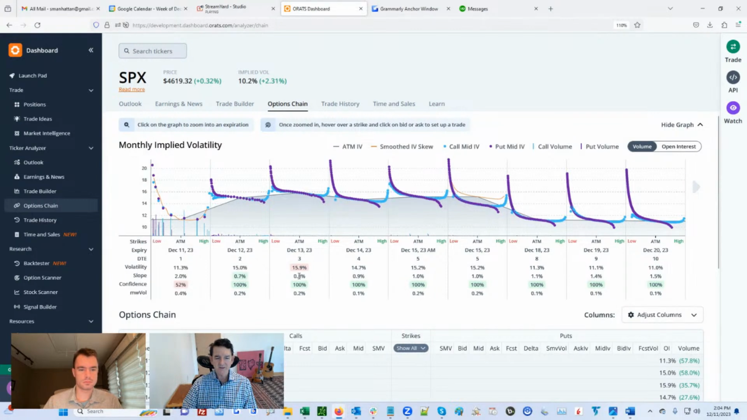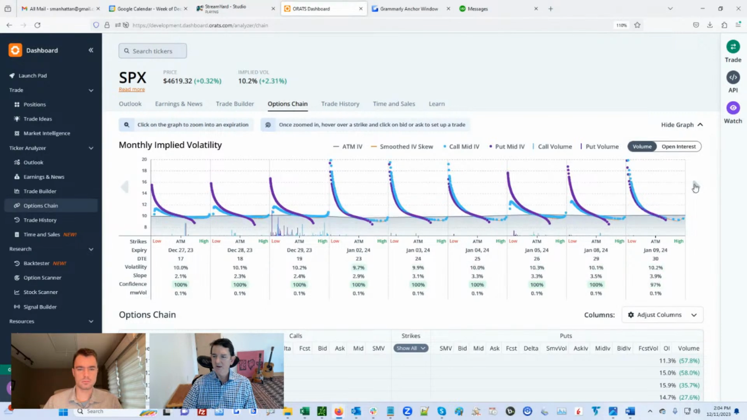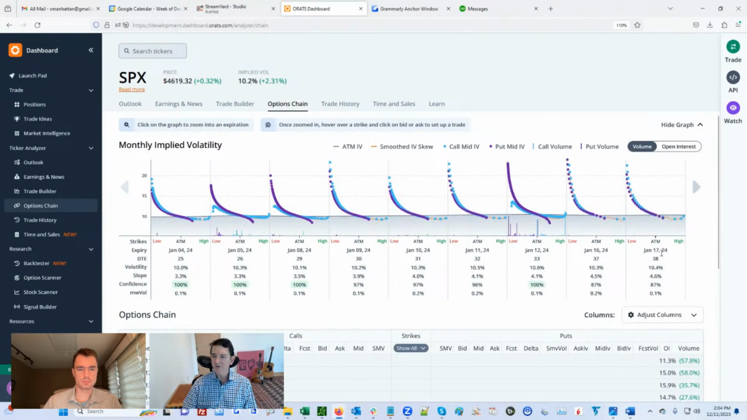And you can see that right around here it's under 1%. And then as I go out, so this is SPX, as I go out, it starts to steepen up. And I'm just clicking and going out. Now I'm in January, and we've already got the slope up to 4.7%.